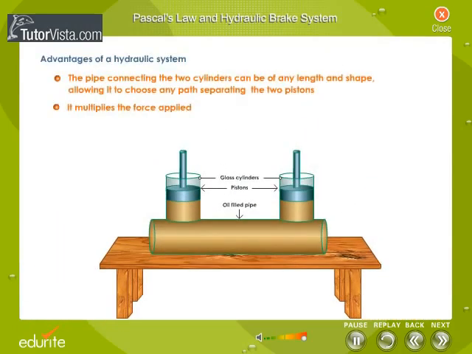The advantage of hydraulic systems is that the pipe connecting the two cylinders can be of any length and shape, allowing it to choose any path separating the two pistons. The other advantage about a hydraulic system is that it multiplies the force applied.